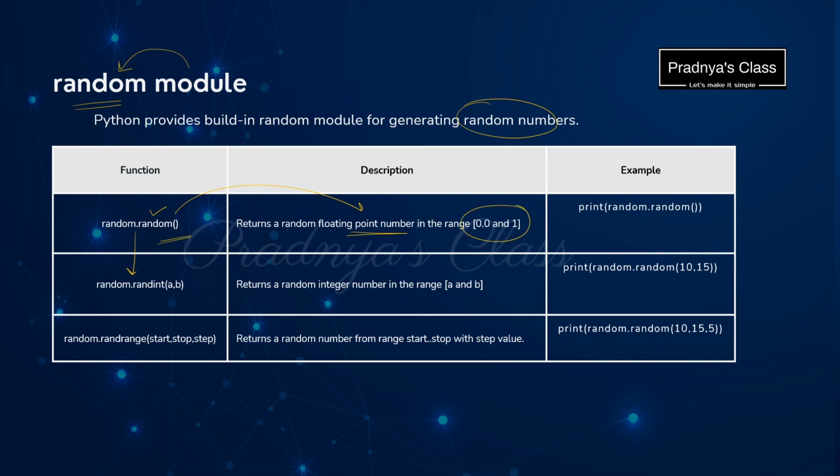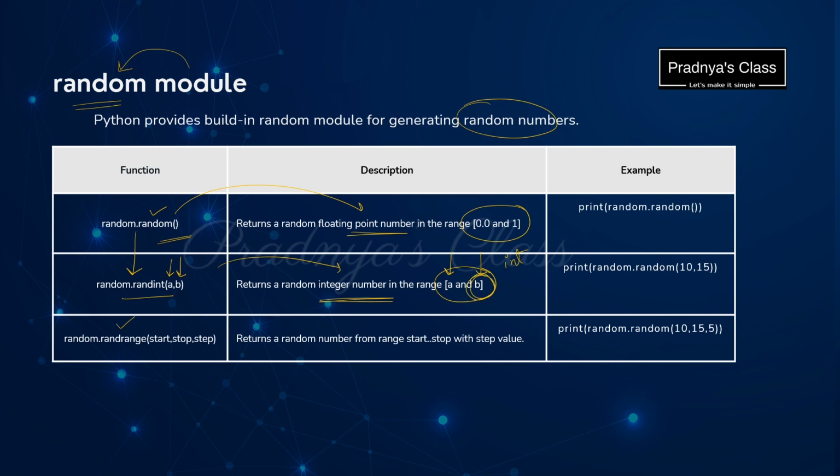Now look at the second function from this module, randint. There are two parameters A and B. It generates the random integer numbers in the range A and B. A is the starting value and B is the ending value. Both should be integer and B is inclusive.